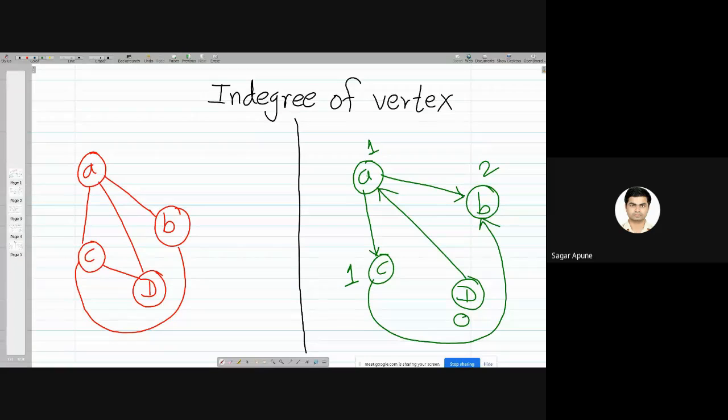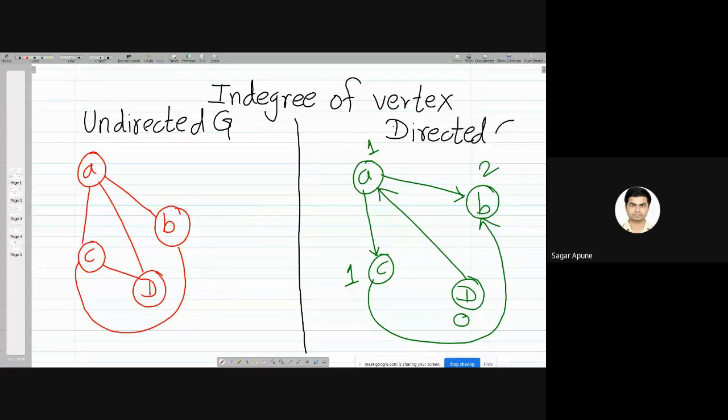But what about undirected graph? This is the example of undirected, right? This is my undirected graph, and this one is my directed graph. A to B, C to D. So here, in degree of my A, there is no direction.